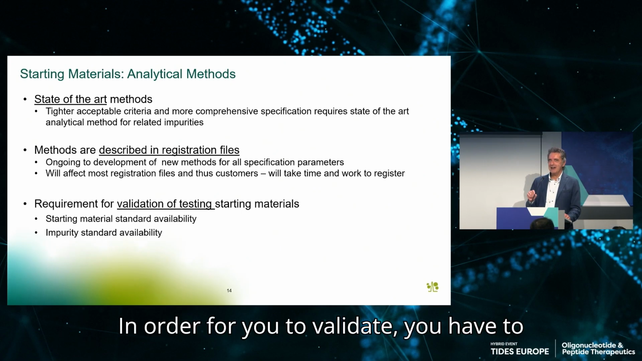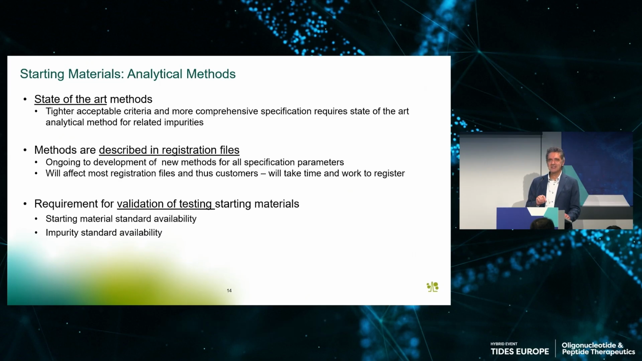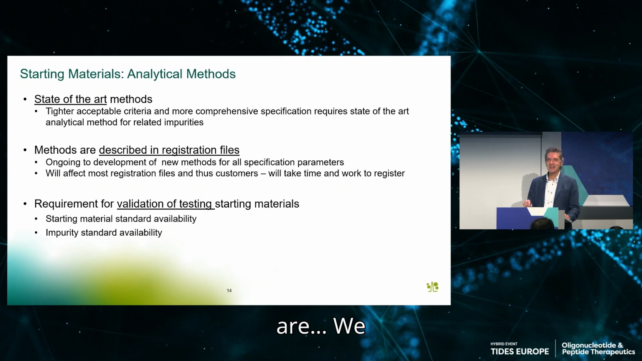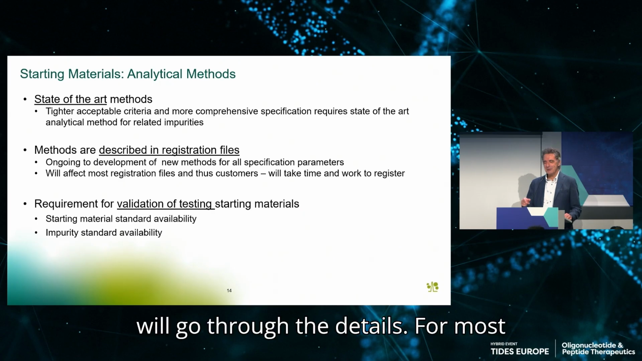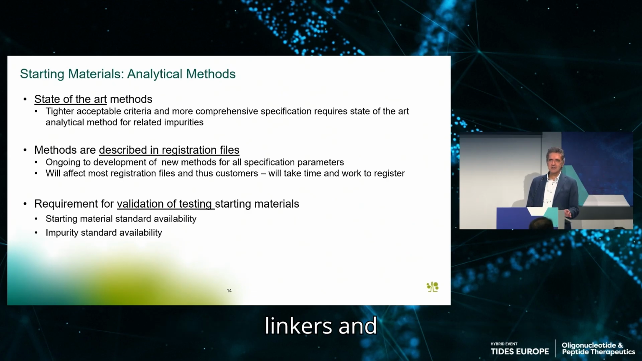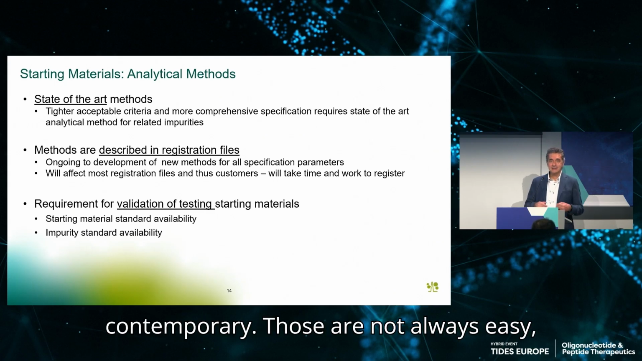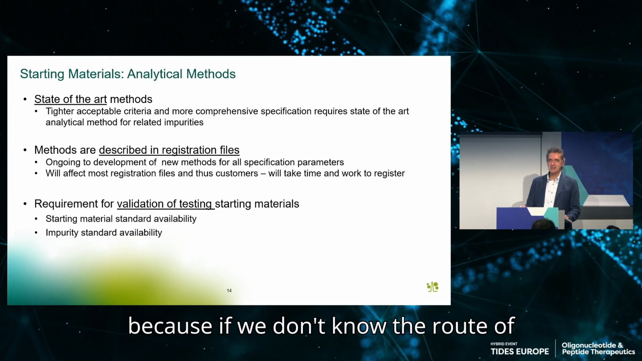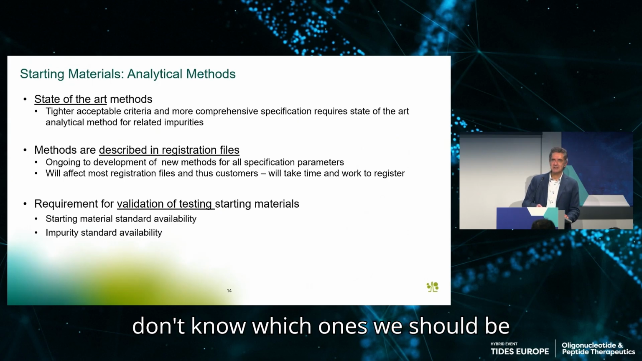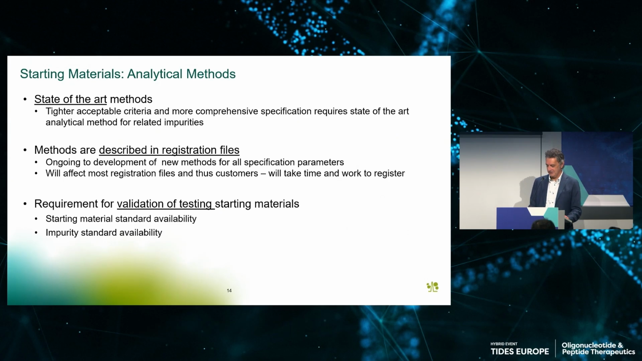In order for you to validate, you have to have impurity standards, which are not always easy to find when it comes to starting materials. Impurity standards are, we will go through the details. For most of the amino acids, we have worked out that problem. But when it comes to new linkers and other starting materials that are more contemporary, those are not always easy, because if we don't know the route of synthesis, then we don't know the impurities that will be there, then we don't know which ones we should be sourcing, and so on and so forth.